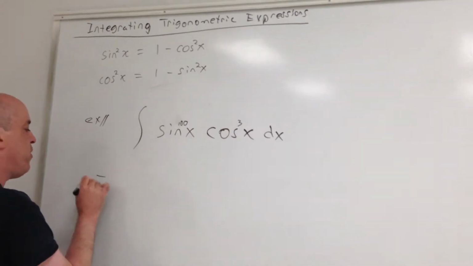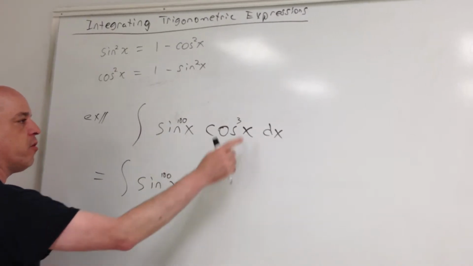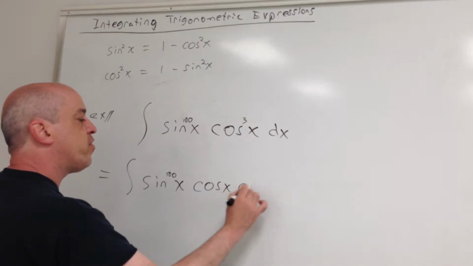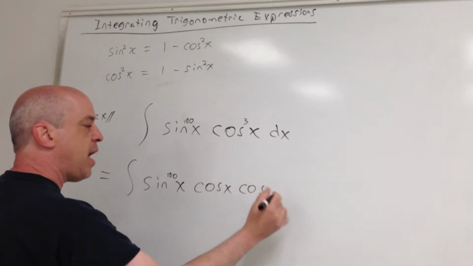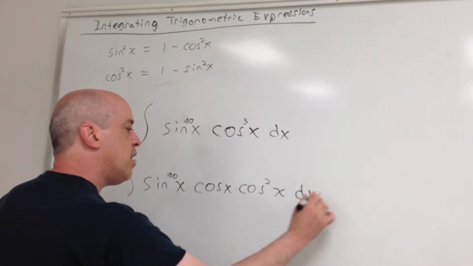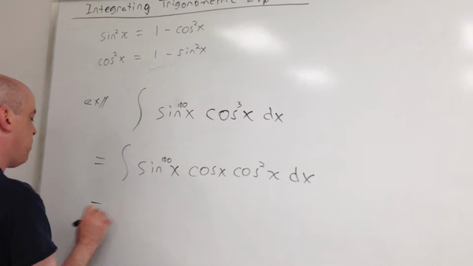So if you watch the previous video, you'll know what I'm talking about here. I'm going to rewrite cosine cubed as cosine to the first times cosine squared. This will always be an even power because I started with an odd. In this case, it's going to be 2. And now, cosine to an even power, I can rewrite in terms of sine.